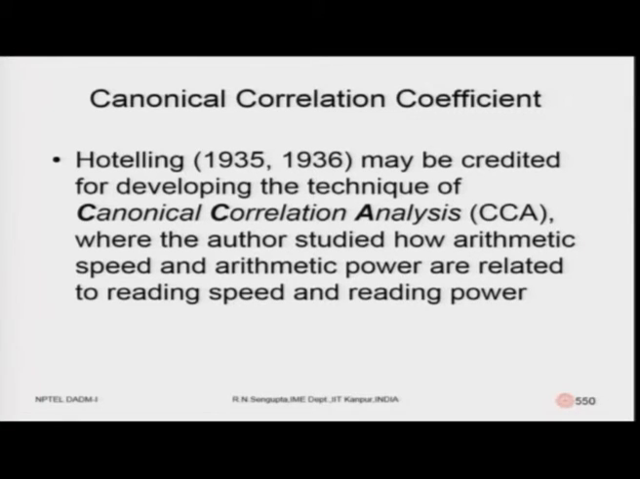So, this is the concept of canonical correlation coefficient, where the authors studied the arithmetic speed and the arithmetic power, and how they are related to the reading power and reading speed. So, if your reading power and reading speed are higher, does it basically signify that your arithmetic speed and power to do problems on the arithmetic front are higher or lower, or that they have no relationship? Basically, that was the concept based on which the study was done.